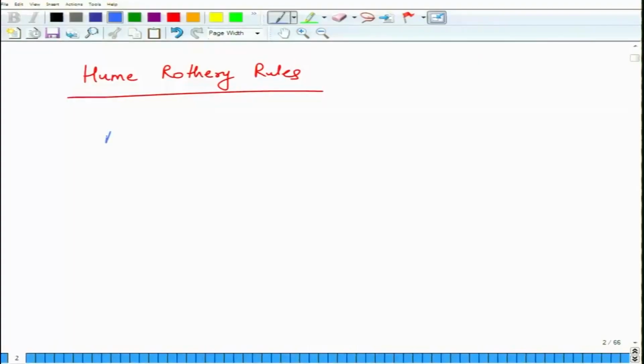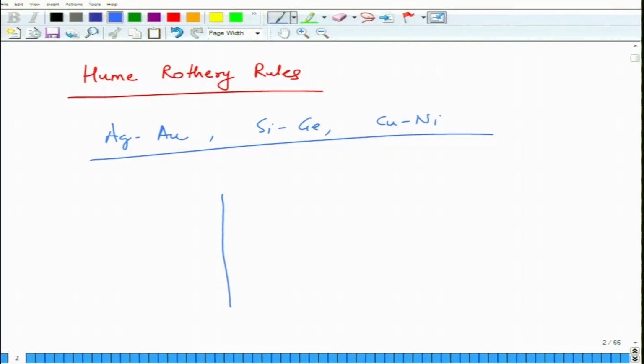The examples which we took were gold-silver, silicon-germanium, and copper-nickel. These are solid solutions basically. If you look at, for example, the phase diagram of silicon germanium, this is the composition axis, percentage germanium from 100% silicon to 100% germanium. This is the temperature axis.